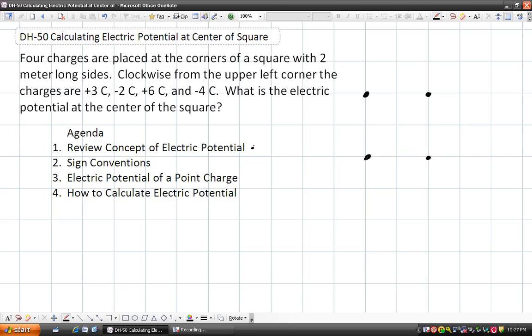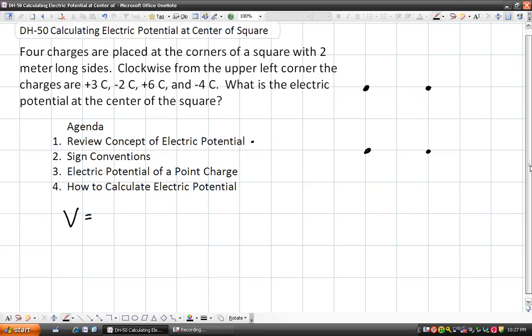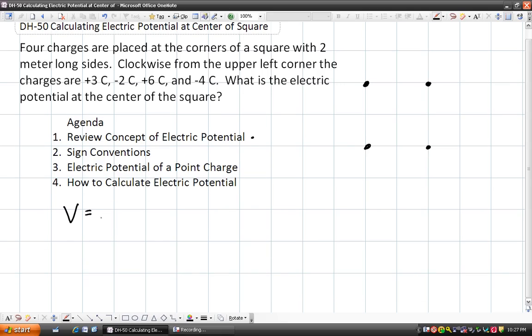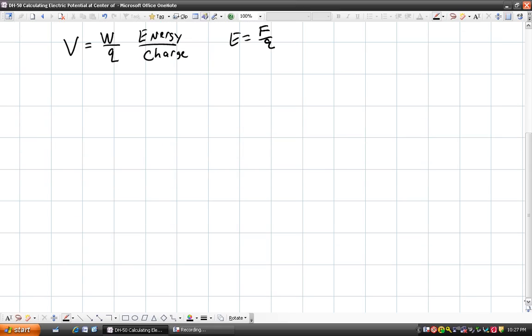So electric potential, if you recall, is a way of talking about the energy that a positive charge would have there, specifically a 1 coulomb positive charge would have if you were to place it at a particular location. In other words, V equals work over charge. It's an amount of energy per charge. Whereas electric fields were a way of talking about the force per charge, electric potential allows us to talk about energy per charge. And we're going to start off by looking at a single point charge.